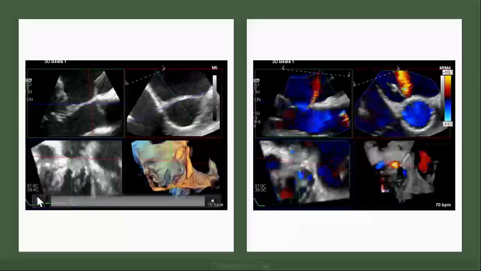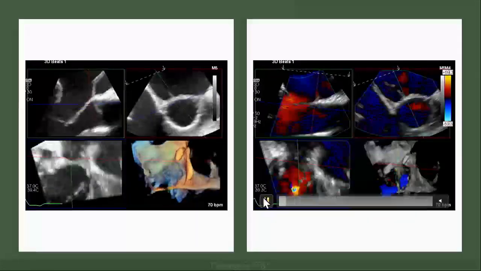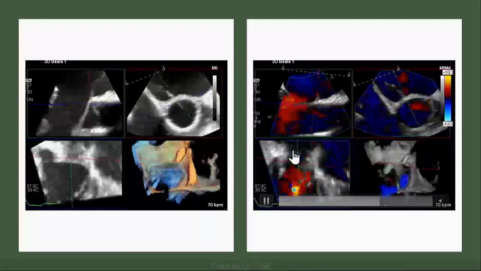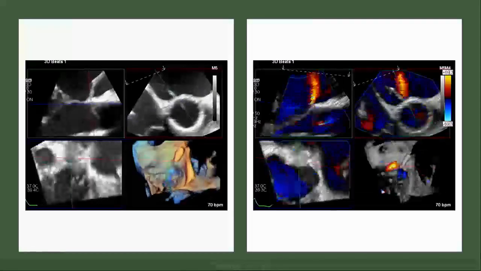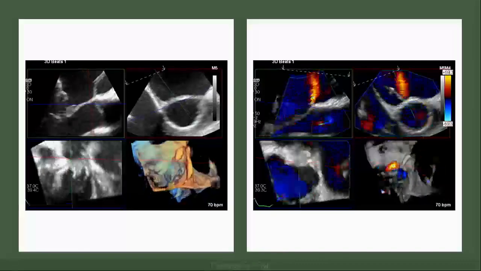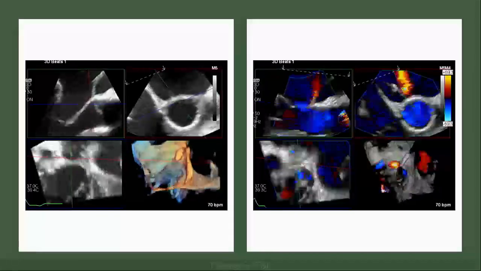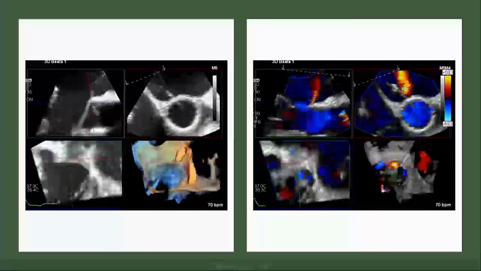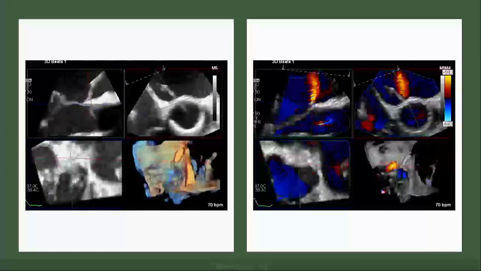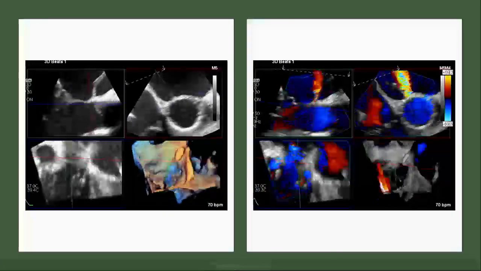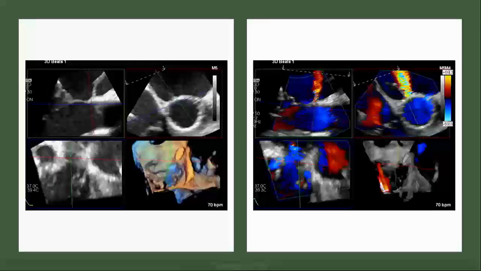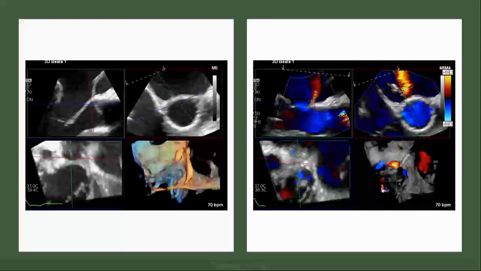We focused our attention initially on the perforation of the anterior mitral valve leaflet, and we guided the interventionalist, in this case Dr. Krishnaswamy, to the perforation in the anterior mitral valve leaflet, and he was able to put his catheter into the perforation, and you can see that there's color over there.